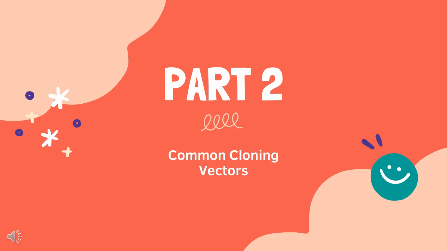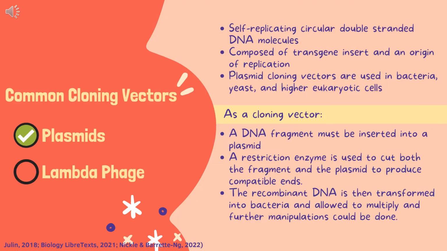For a review, I will briefly discuss the common vectors used in microbiology. Plasmids and lambda phages are the two most used cloning vectors. Let's start with plasmids. Plasmids are self-replicating circular double-stranded DNA structures. They are utilized as vectors in bacteria, yeast, and higher eukaryotic cells. A gene of interest must be put into a plasmid, and the plasmid and the gene must be cut using a restriction enzyme. The recombinant DNA is then transformed into bacteria and allowed to proliferate before being subjected to further manipulations.